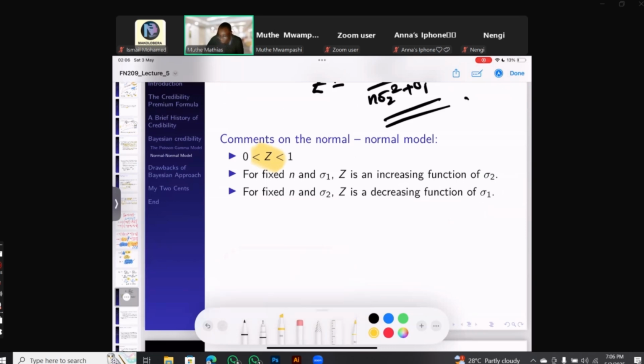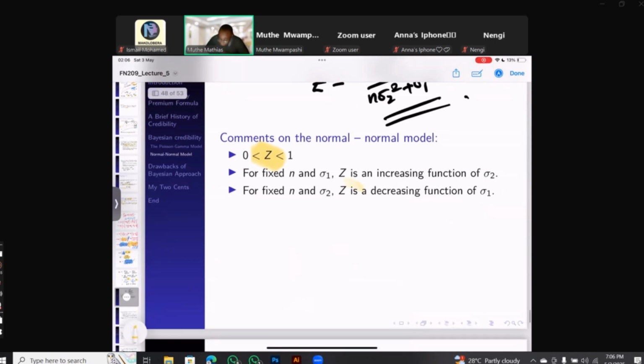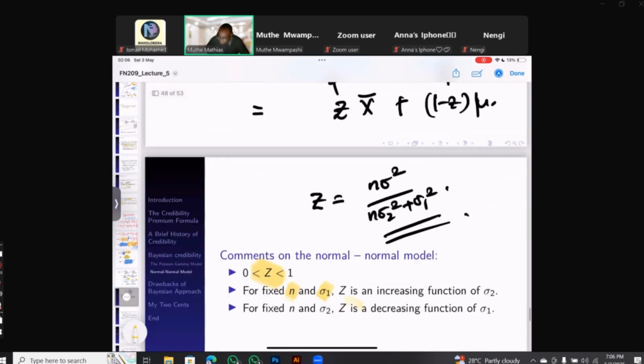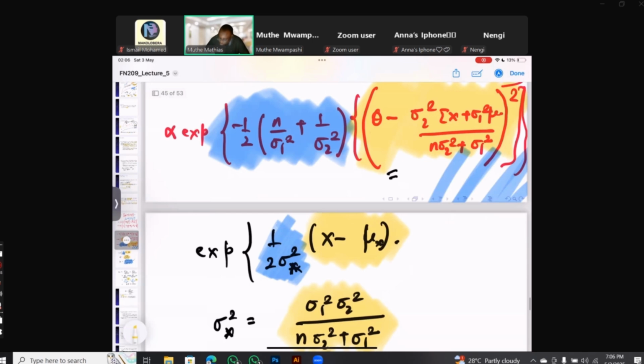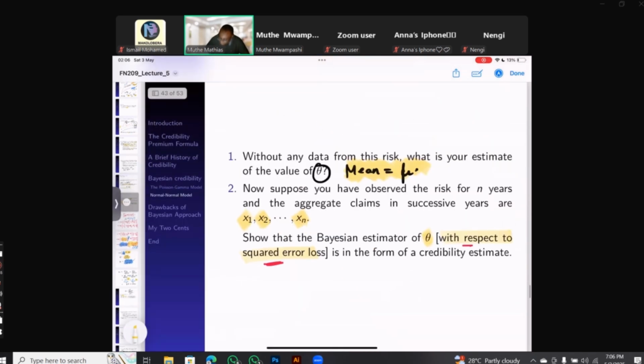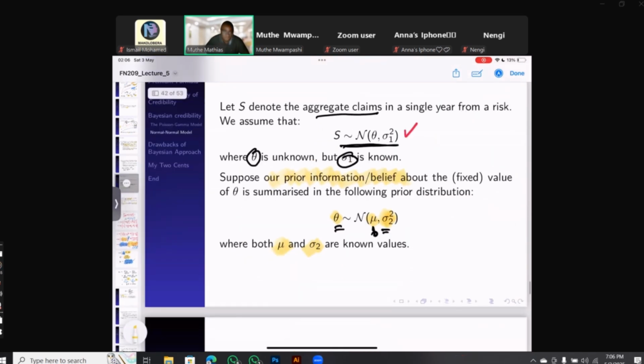the credibility factor. For a fixed n and sigma 1, Z is an increasing function of sigma 2. So I want you to understand why this makes sense. Remember, what is sigma 2 in our assumption? Sigma 2 is the variance of the prior distribution. So if the variance of the prior distribution goes up, we expect Z to go up.